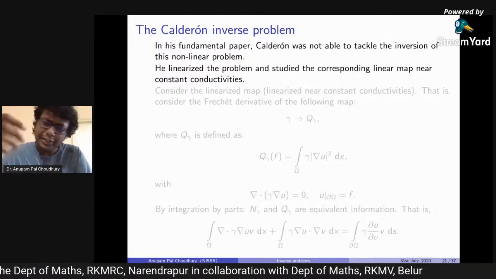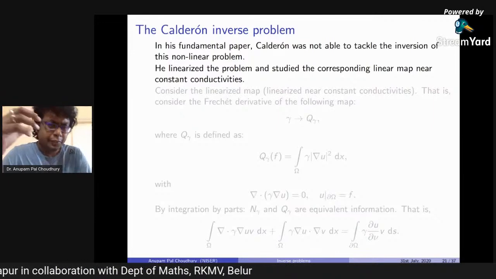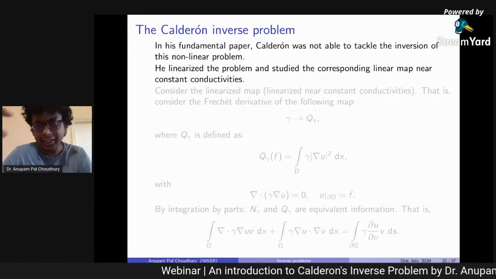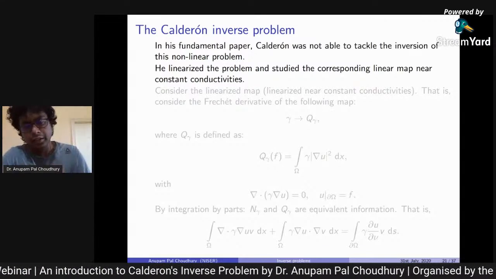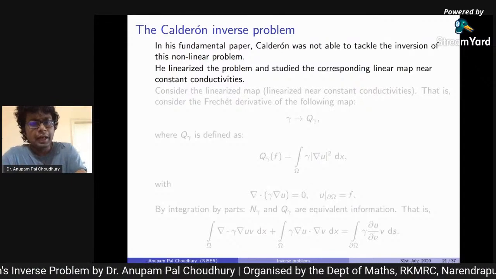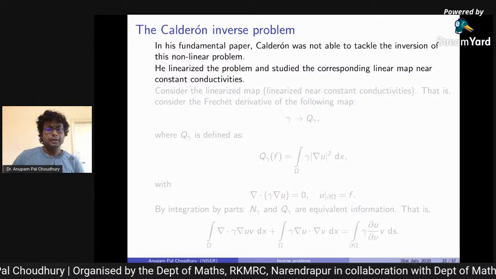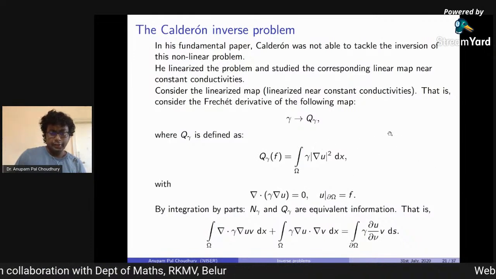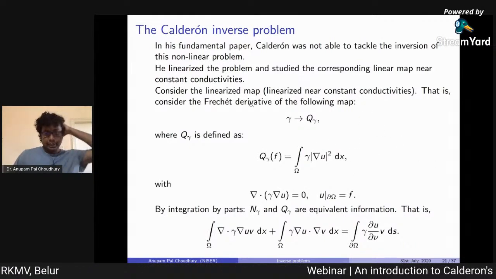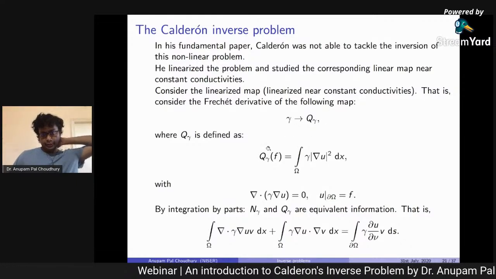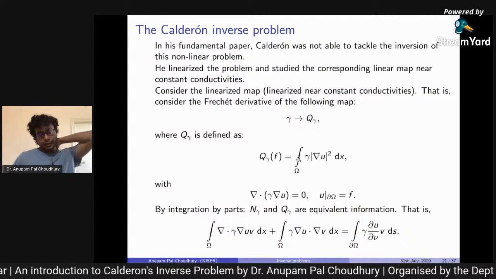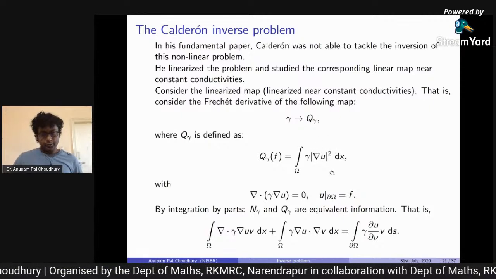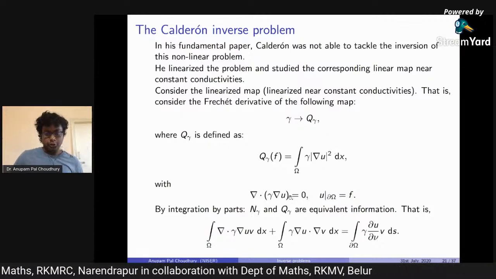So what he did, and that is a pretty usual technique in differential equations, is that if you are not able to solve the non-linear problem, you at least try to linearize the problem and study the linearized problem. So he also took the same strategy. He linearized the problem and studied the corresponding linear map near constant conductivities. In that case, the linearized map is given by the Fréchet derivative of the following map, Q gamma, where Q gamma is defined in this form. Q gamma of F is the integral over omega of gamma times grad u squared, where u is a solution to this equation.